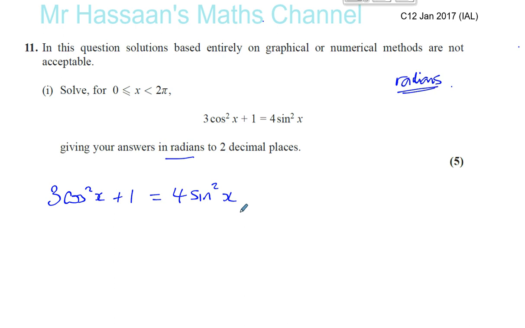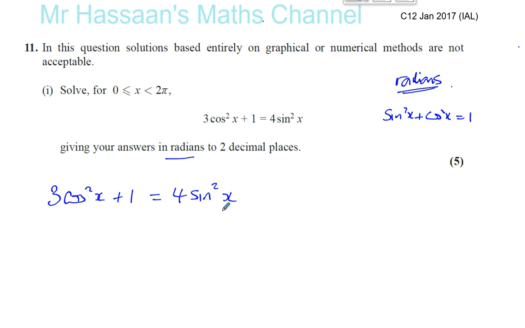Now here we have a choice, because we can make everything in terms of cosine or sine, and then proceed. We could do that because we have cosine squared and sine squared. Remember our identity: sine squared x plus cosine squared x equals 1. Now we think about which would be more sensible to change it into. I don't think it makes much of a difference.